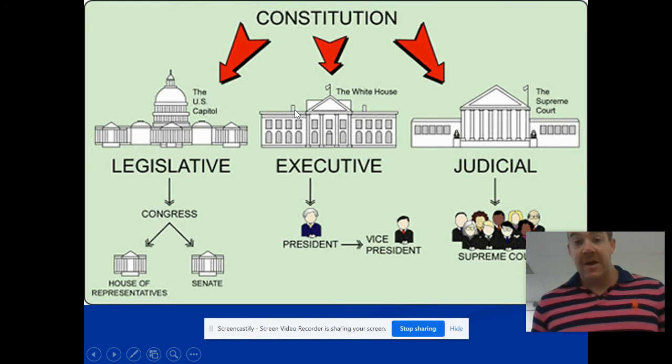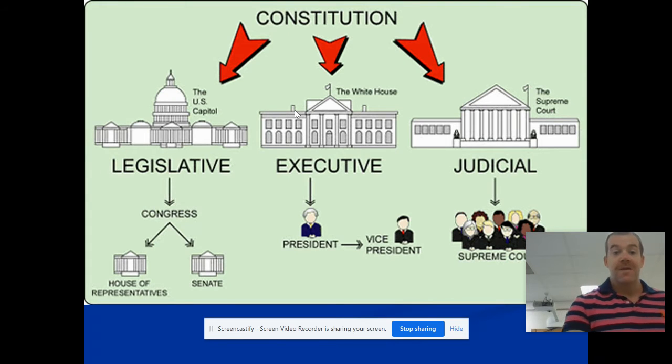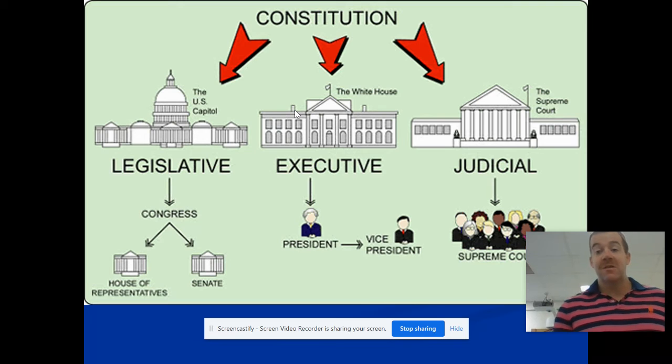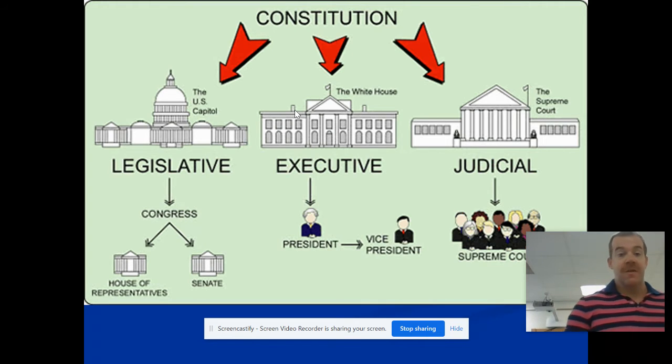There it is again, okay? Judicial branch right there, that would be the Supreme Court. The executive branch, now we typically think of the president, but it also includes the vice president, and even under that is the cabinet, which we'll look at later. And then you have the legislative branch. Remember, that was created with the compromise between the Virginia plan and the New Jersey plan.